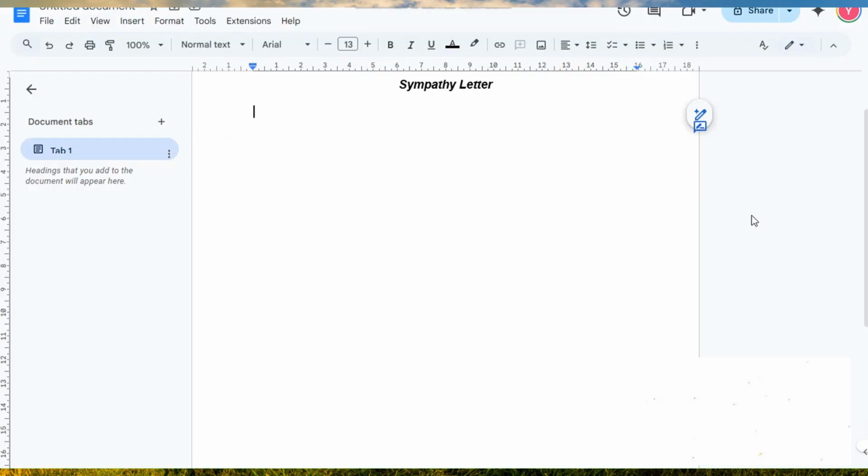Today you'll learn how to write a sympathy letter. This letter is a heartfelt message expressing condolences and offering support to someone who has experienced a loss.